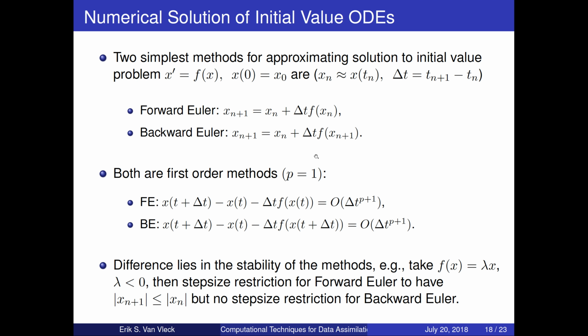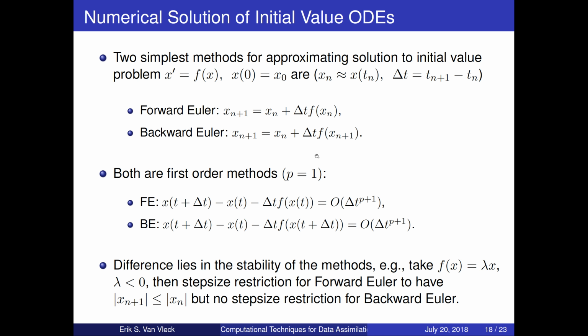Both of these are first order methods, the same order of accuracy. So if we plug the exact solution into the method, what we find is that we get something of order delta t squared from the Taylor series expansion. The difference lies in the stability of the method.